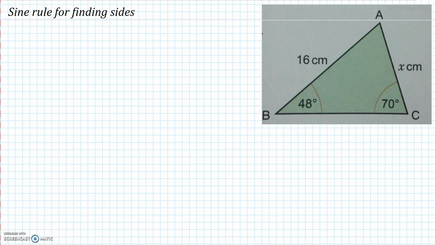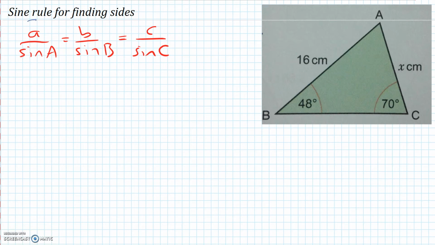Okay, so in this video we're going to look at using the sine rule or the sine law to work out the missing side of a triangle. We remember that the sine law can be expressed as a over sine A equals b over sine B equals c over sine C. And we're going to choose that form of the formula because we want to find a length.